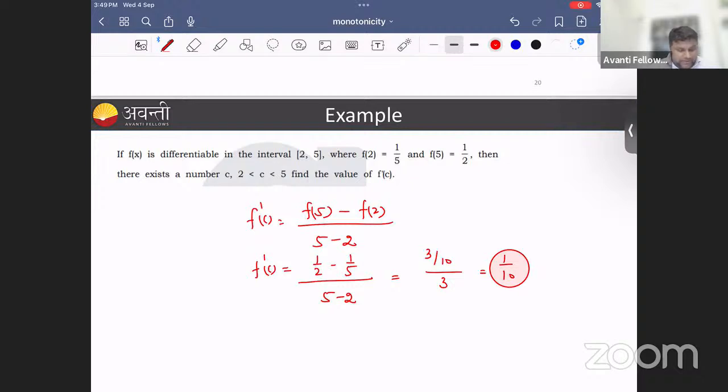Where f dash c is going to be 1 upon 10.